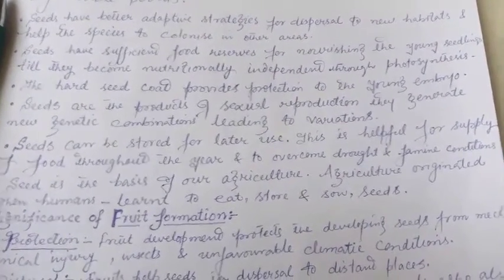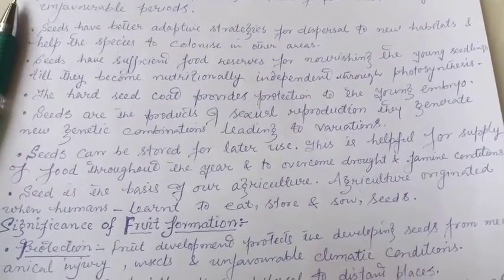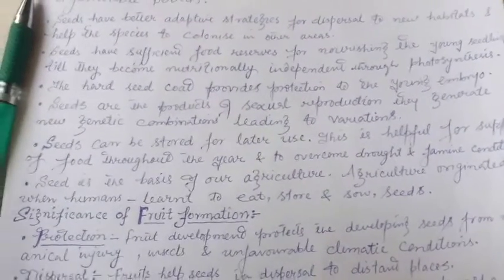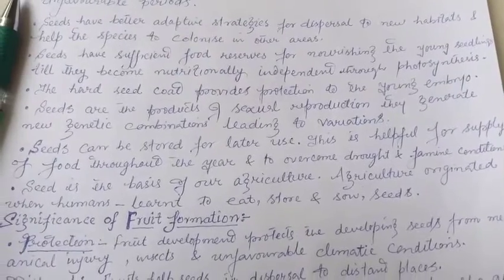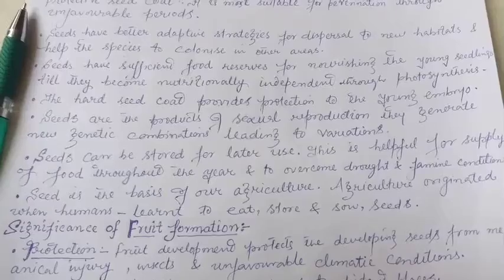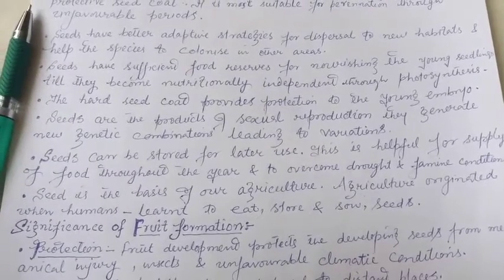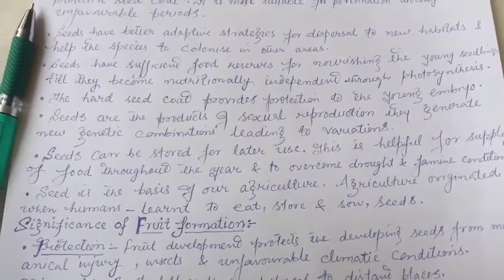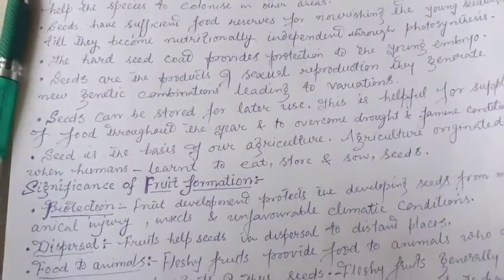Seeds can be stored for later use. This is helpful for supply of food throughout the year and to overcome drought and famine conditions. A seed is the basis of our agriculture. Agriculture originated when humans learned to eat, store, and sow seeds.